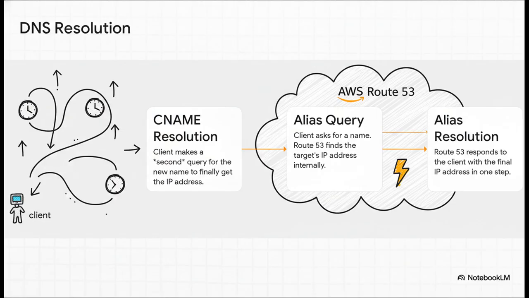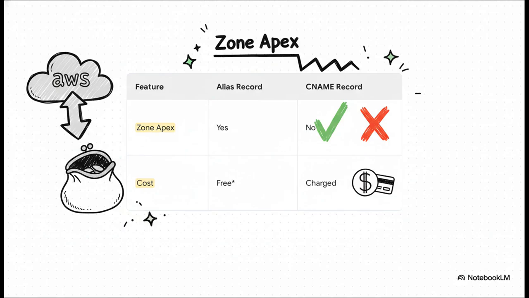It asks, gets told to go somewhere else, and then has to ask again. That adds latency. With an alias record, the client just asks once. Route 53 does that second lookup on the server side and just hands back the final IP address. It's way more efficient. Okay, this table right here is pure gold for your exam.